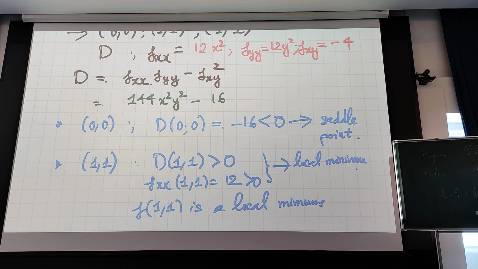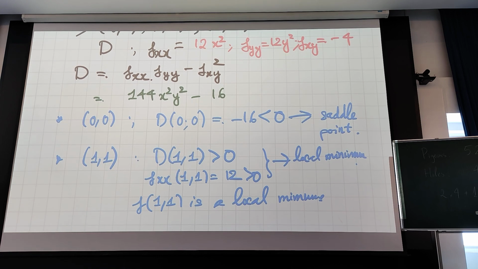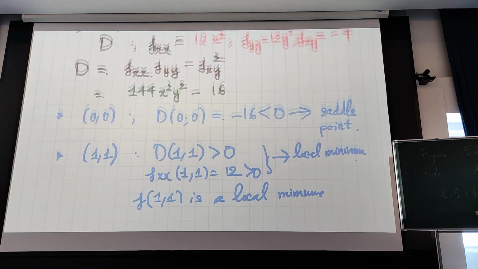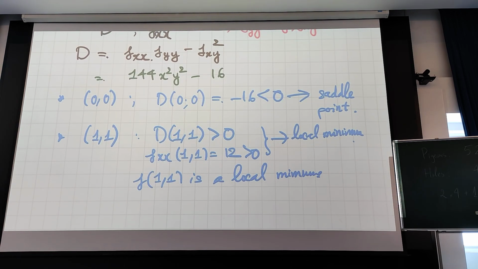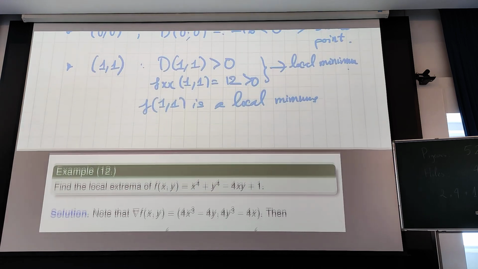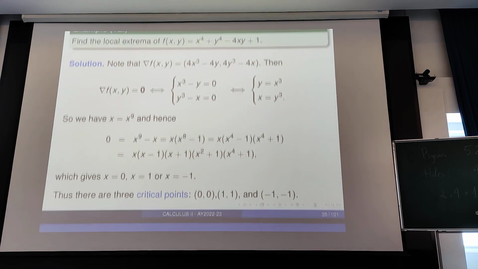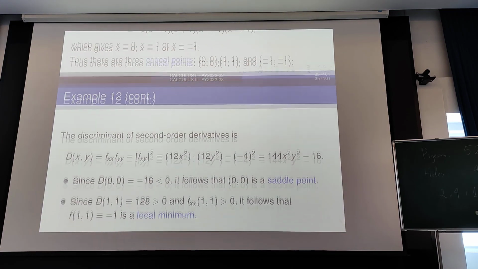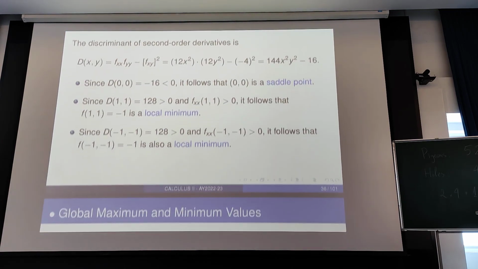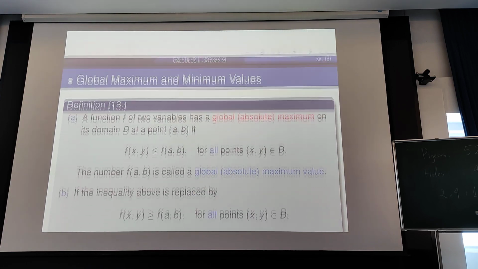We're going to do it now. Okay? So I hope that helps you to understand how to use the second derivative test for this problem. You can see here the proof of example 12.